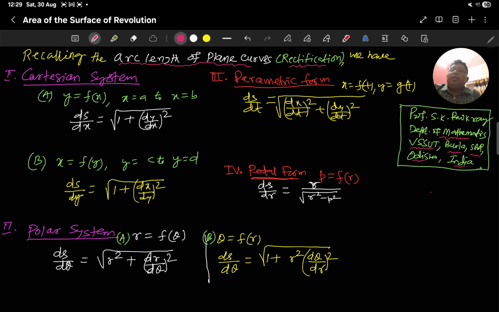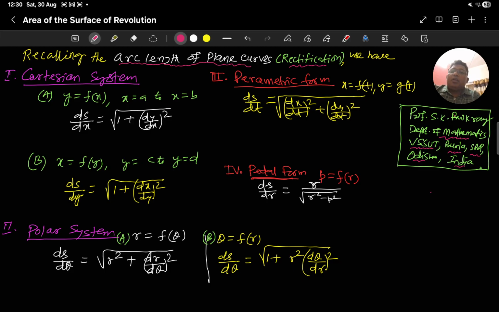Hello everyone. In this lecture I shall discuss the area of the surface of revolution. We need to recall the previous lecture, the length of the arc, that is the rectification. Now we classify the curves into the Cartesian system, polar system, parametric system, pedal system, etc., on which we have discussed the length of the arc.